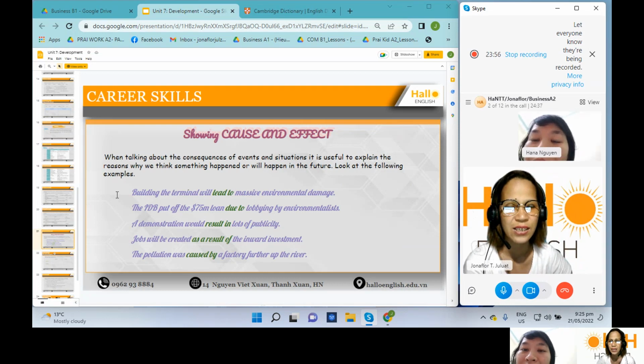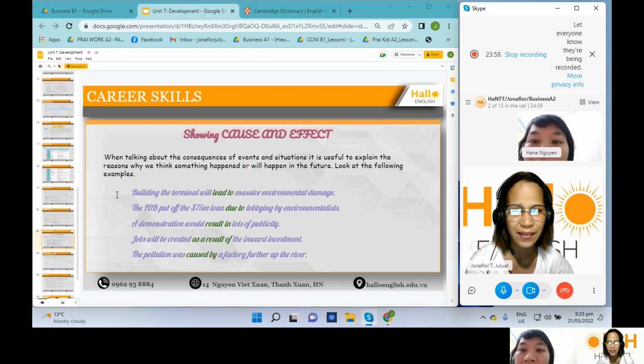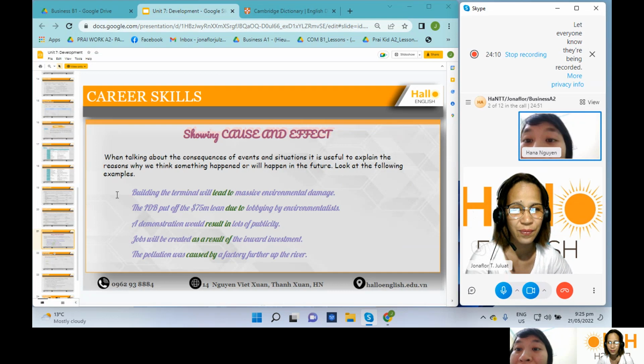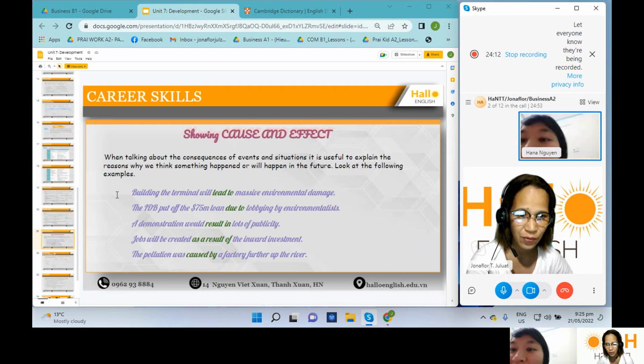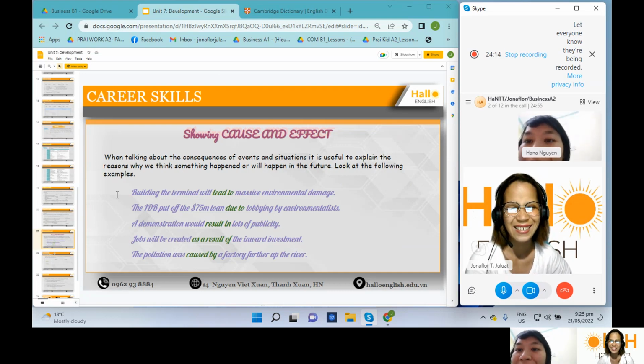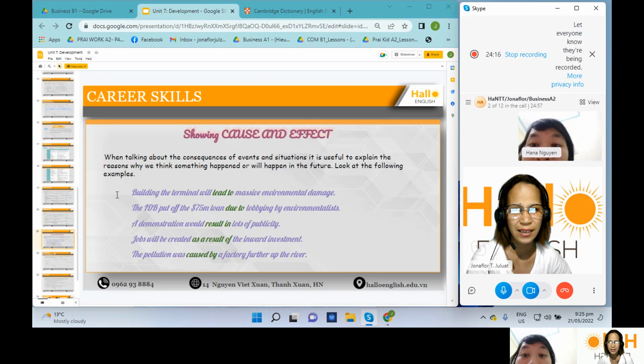So where is the cause here of this statement and the effect? The cause is building the terminal. The effect is the massive environmental damage. Good. How about the second sentence?